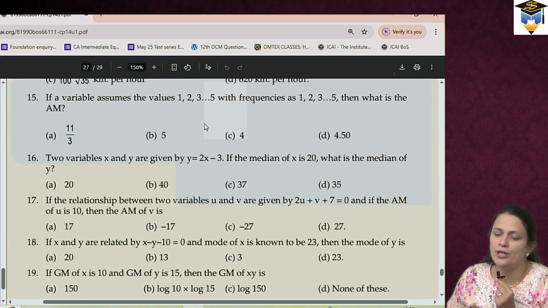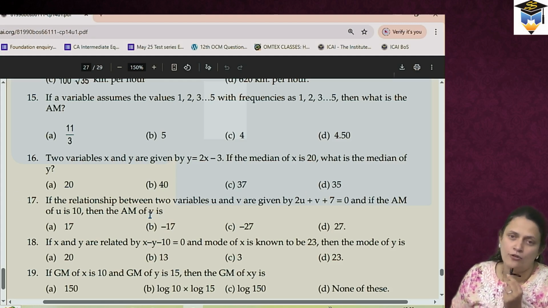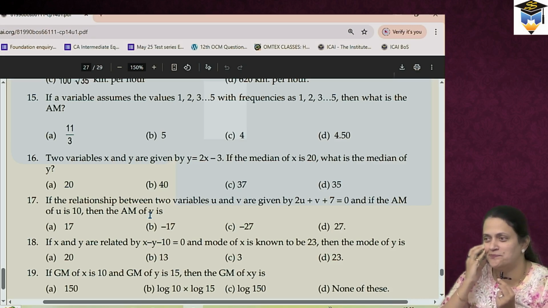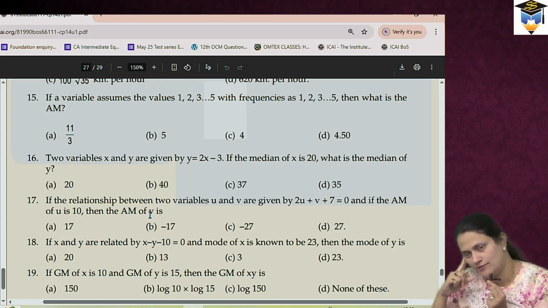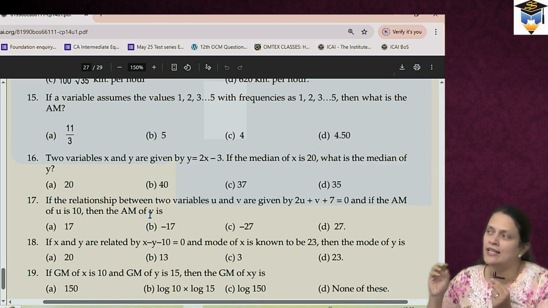if the relationship between two variables u and v are given by 2u plus v plus 7 equal to 0, and if the AM of u is 10, then find out the AM of v. Which property are we going to use for this? Third property on page number 14.7. Use the third property on textbook page number 14.7 and tell me the answer of the 17th question.